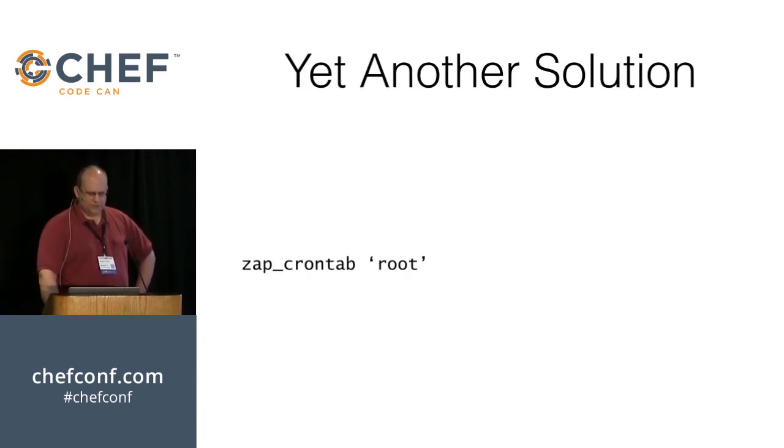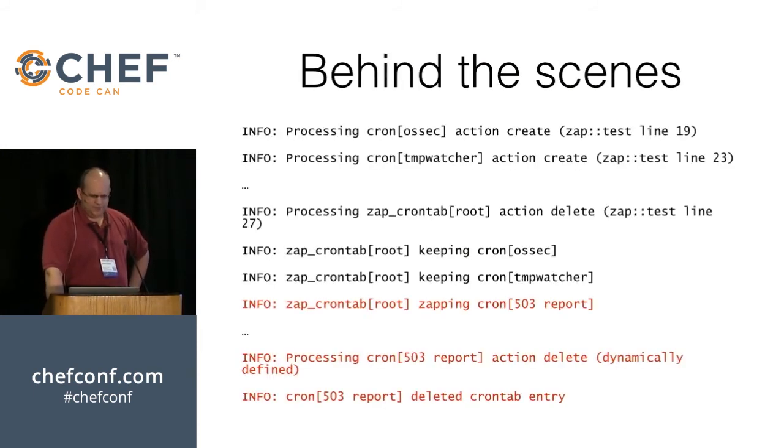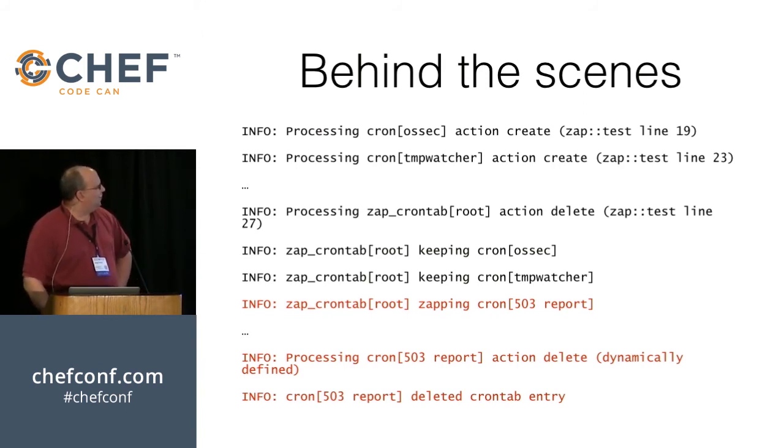So what does it really look like? You would zap, you have some resources, zap crontab. We're going to zap root's crontab. And what happens in there? You can see, out of the Chef run, that we're putting in some cron resources saying that they were created, and then we're doing a zap of it.